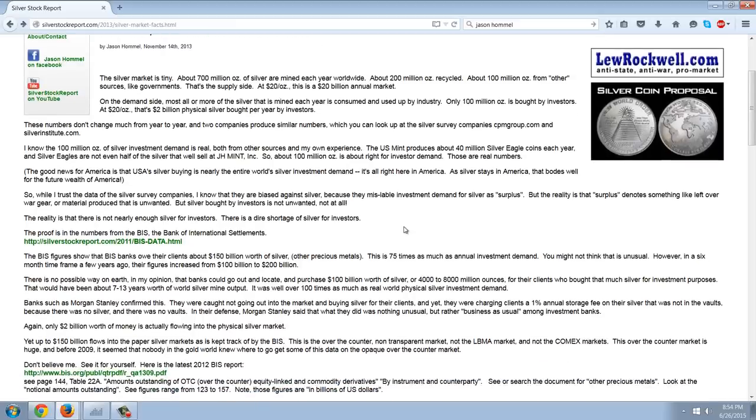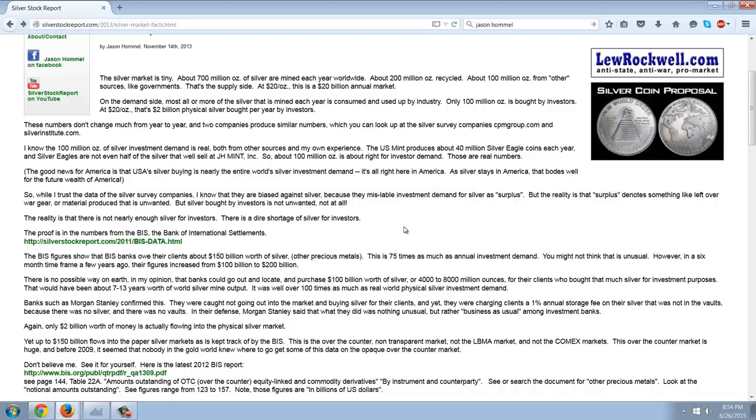The good news for America is that USA's silver buying is nearly the entire world's silver investment demand. It's all right here in America. As silver stays in America, that bodes well for the future wealth of America. So while I trust the data of the silver survey companies, I know that they are biased against silver because they mislabel investment demand for silver as surplus.